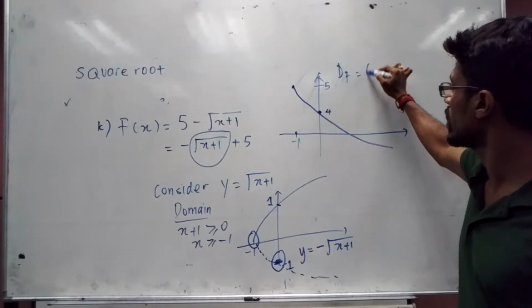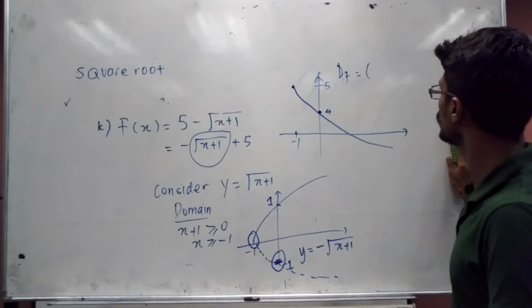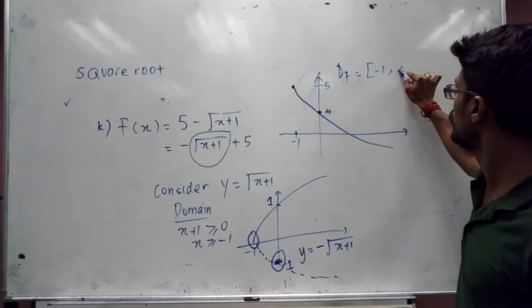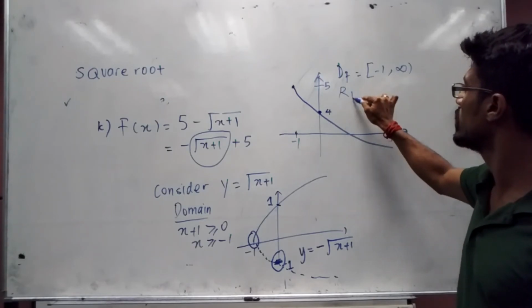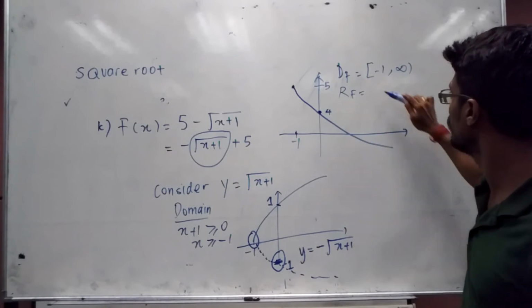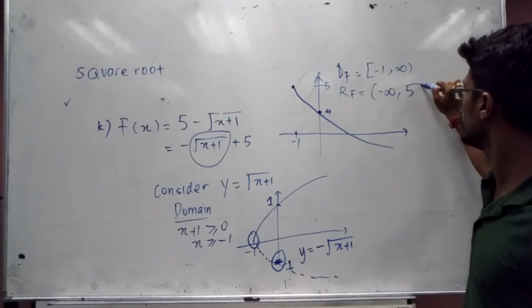The domain, you don't need to crack your head. You can just look at your calculation that you have done. So this should be a close bracket from negative 1 to infinity. And the range, please be very careful looking at the lowest value. So the lowest value, it's going on forever. Negative infinity, highest value 5, close bracket.